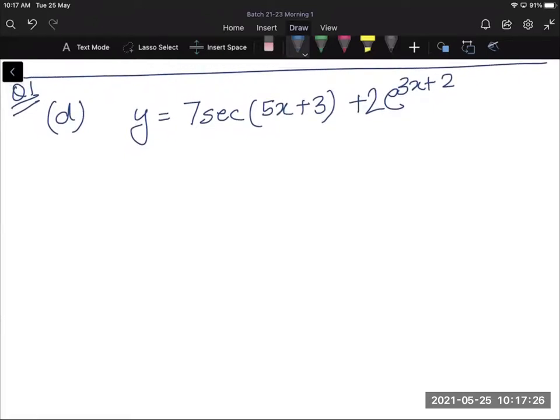Everyone do this one. This should be easy now. Look at the table. Solve.